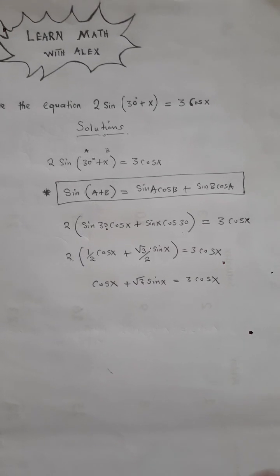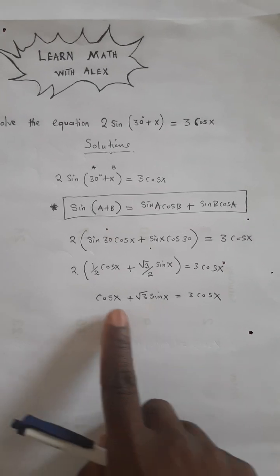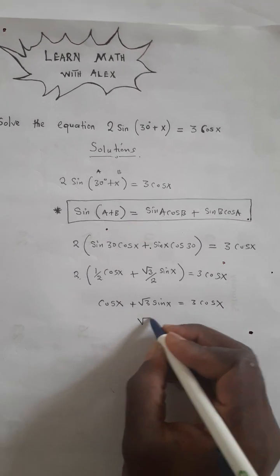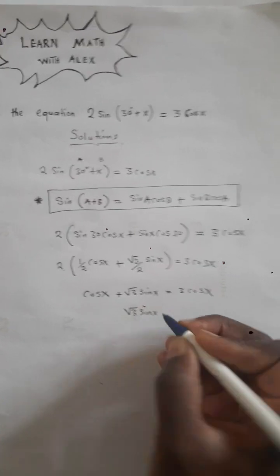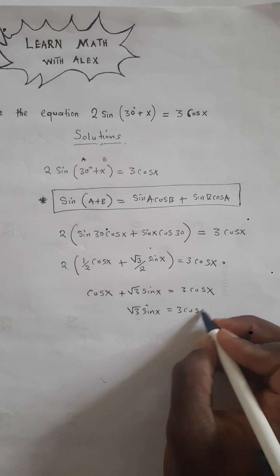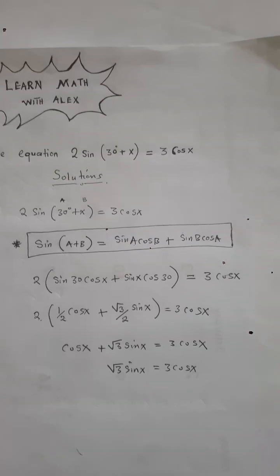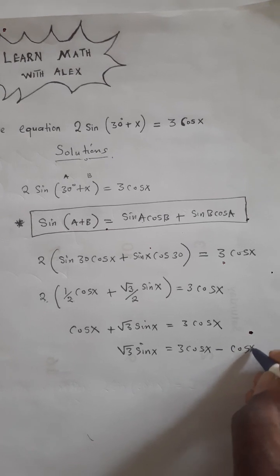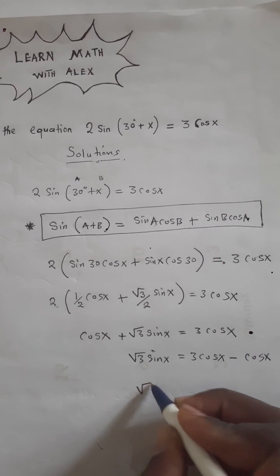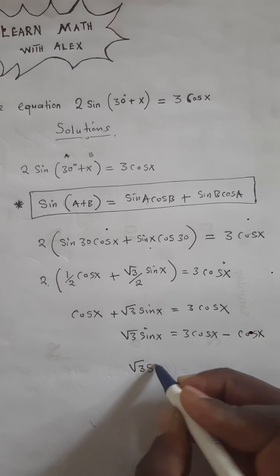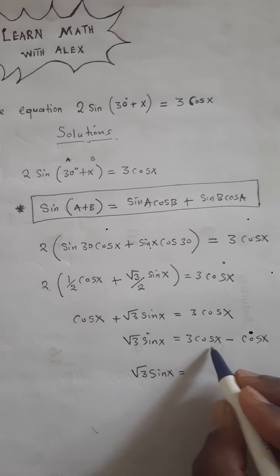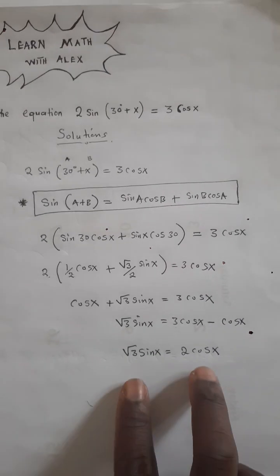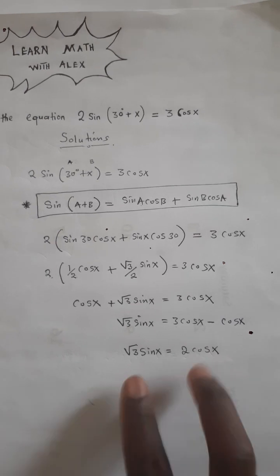We know that these two are like terms, so we can put them together or they can subtract each other. So we have root 3 sin x is equal to 3 cos x minus cos x, which is 2 cos x. At this stage now, we have two different ratios.